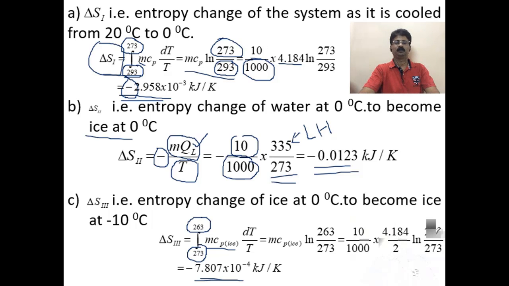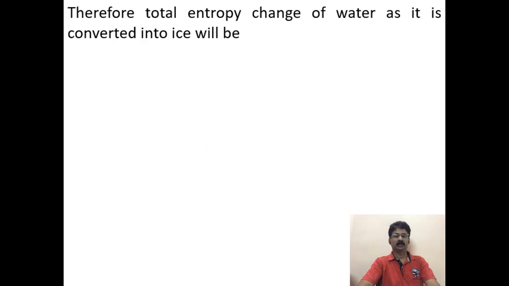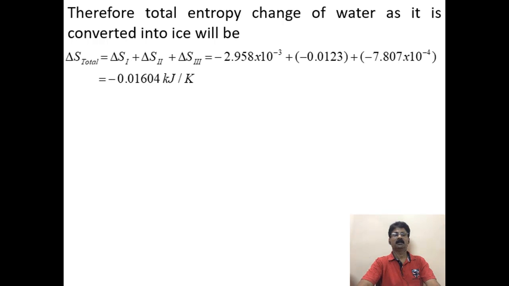Now let us calculate the total entropy change of water as it is converted into ice, from water at 20 to ice at minus 10. You have to add all the 3 steps of entropy change: water to water, water to ice, ice to ice. Delta S1, delta S2, delta S3, since all are negative quantities, you will get a negative answer itself, minus 0.01604 kilojoules per Kelvin.